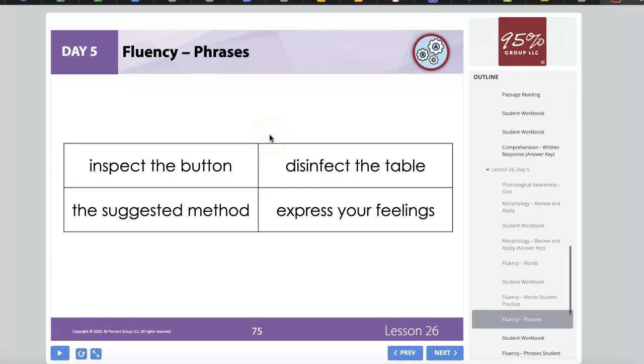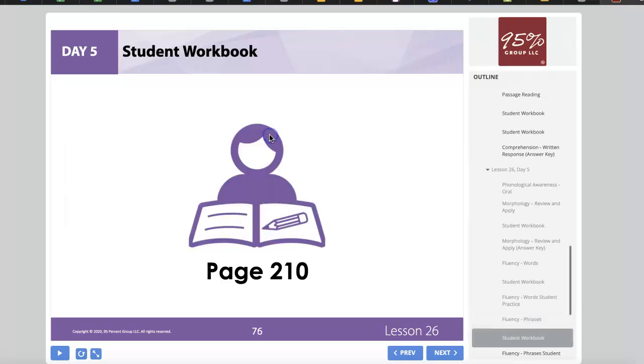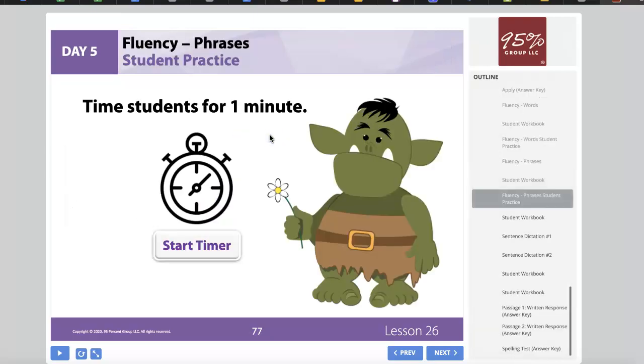All right, now I'm going to say a phrase, and you are going to repeat after me. Inspect the button. Disinfect the table. The suggested method. Express your feelings. All right, on your paper, you have a list of phrases, and you're going to read those silently for 1 minute. Okay, you can ask Alexa to set a timer for 1 minute, and you can pause the video here.